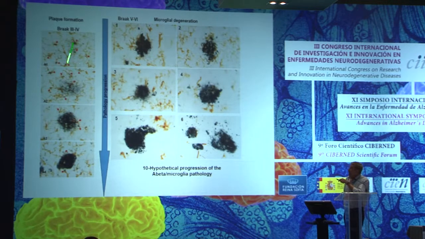Following the same schema as before, this is the normal response of the microglia in non-affected individuals. We can propose that when the beta plaque is made, perhaps the microglia degenerate around the plaque. And it's very frequent to observe in BRAAK 5 to 6 many different A-beta plaques with absolutely no microglia inside or surrounding the A-beta plaque.